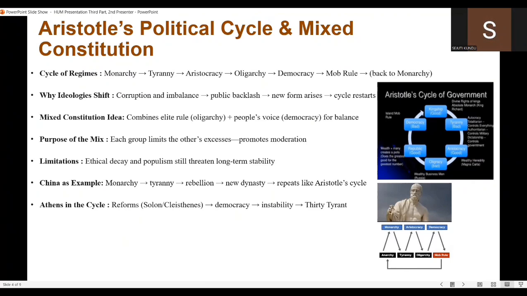Ancient China and Athens followed this cycle. Ideal systems erode over time into rebellion and control. Thus, Aristotle's theory explains the fragility of even well-structured systems.